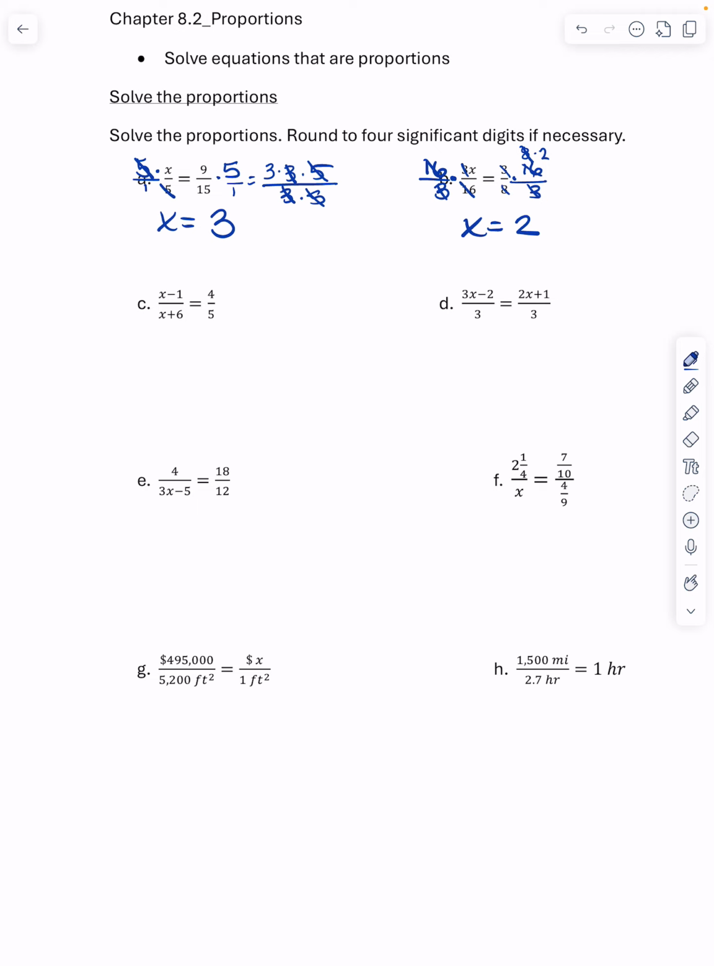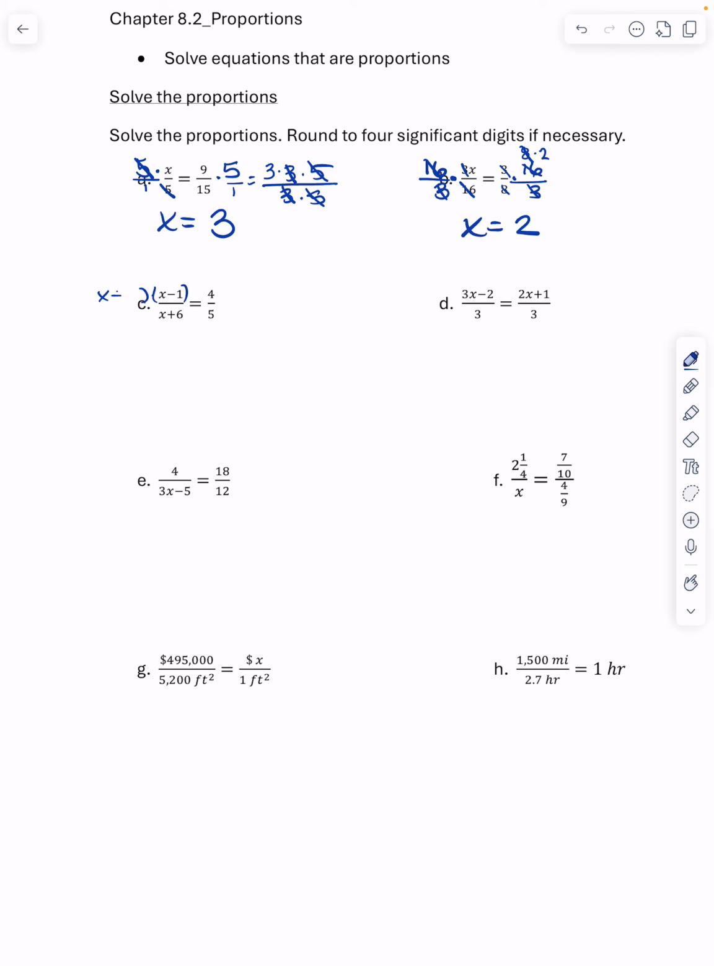C looks a little different. Okay, now I know the book uses cross product. I will never ever use that because then we tend to get confused about where we're allowed to use that. So instead, I'm going to talk about clearing the denominators. I'm going to wrap this in parentheses.